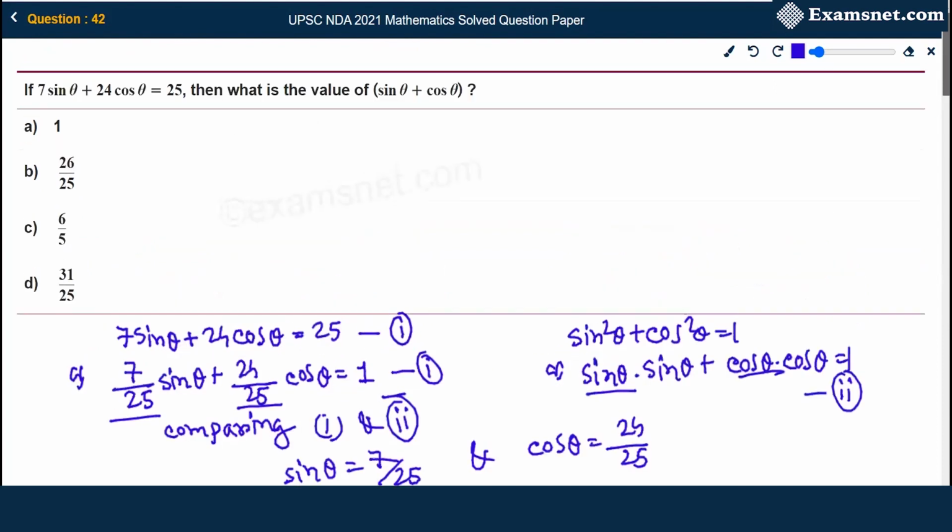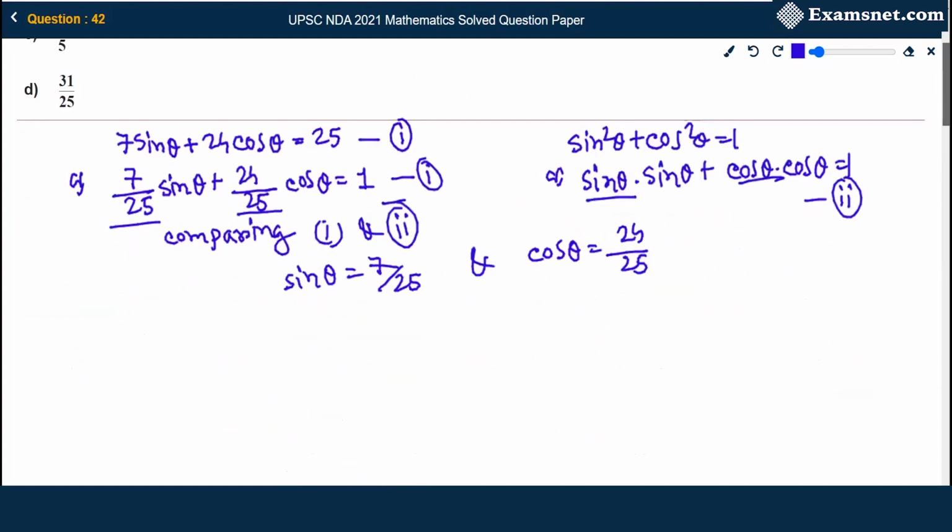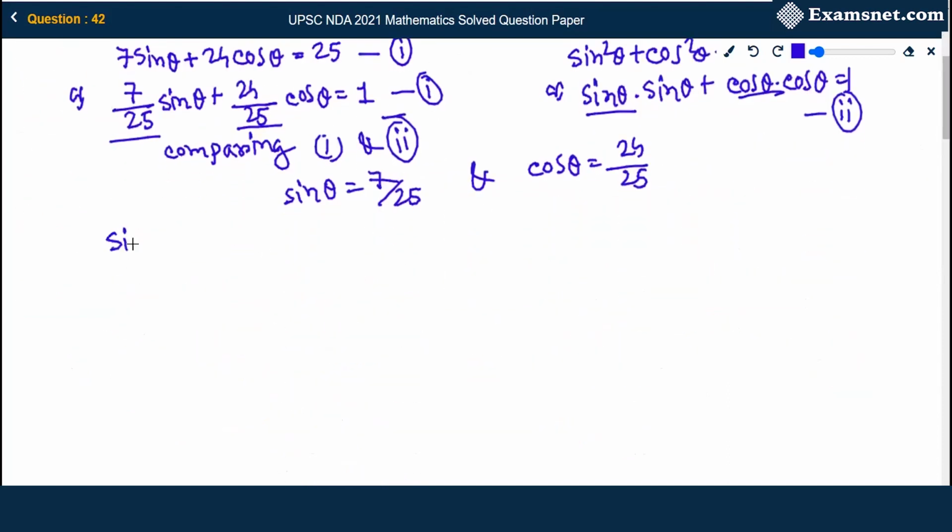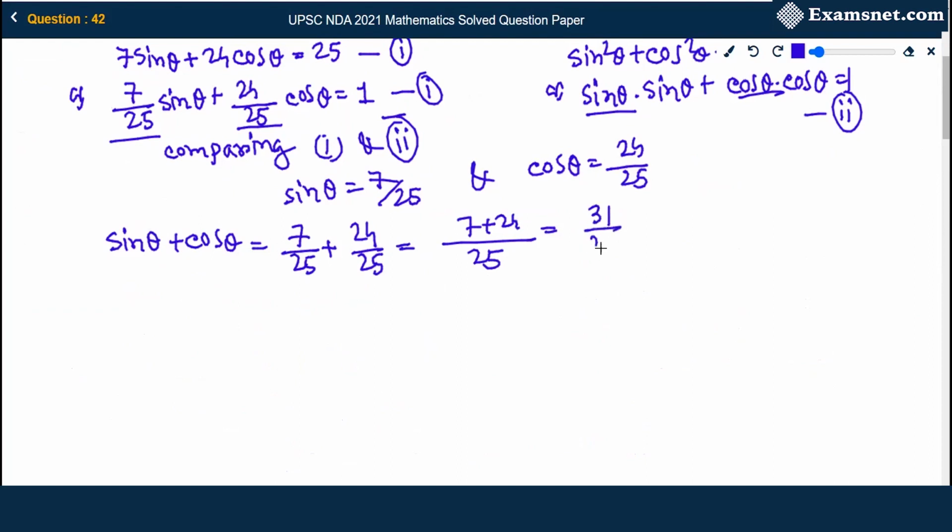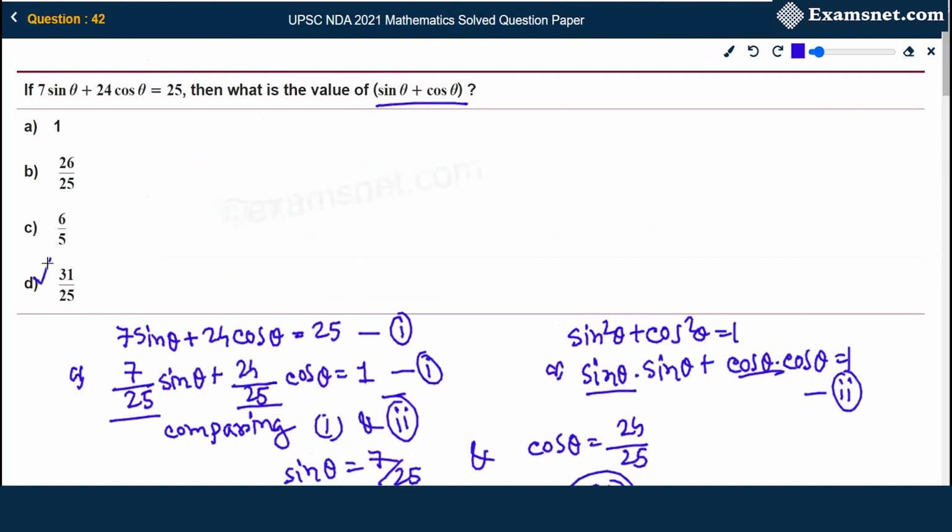So we are asked to find the value of this expression, sine theta plus cos theta. Let's put all those values. Sine theta plus cos theta would give us 7 by 25 plus 24 by 25, that is 31 by 25, which is the correct answer, option D.